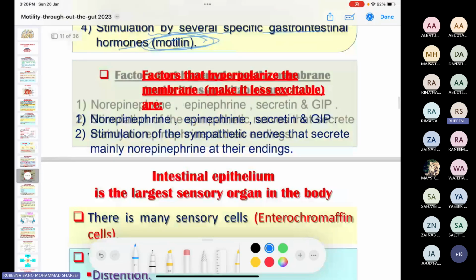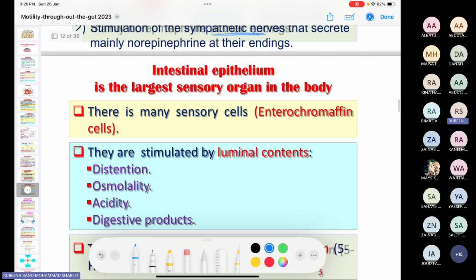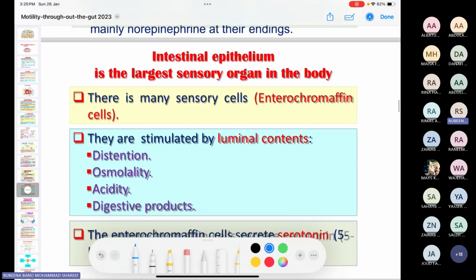Okay. Now, factors that hyperpolarize, or you can say make it less excitable, these are norepinephrine, epinephrine, secretin, GIPs, gastrointestinal peptide, also stimulation by sympathetic nervous system. As I said, this is inhibitory, right? And parasympathetic is stimulatory. So this you should know which autonomic nervous system is stimulatory and which one is inhibitory.